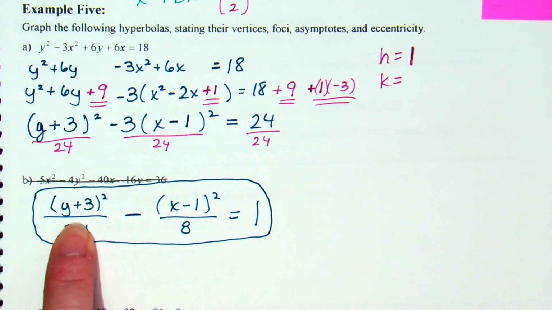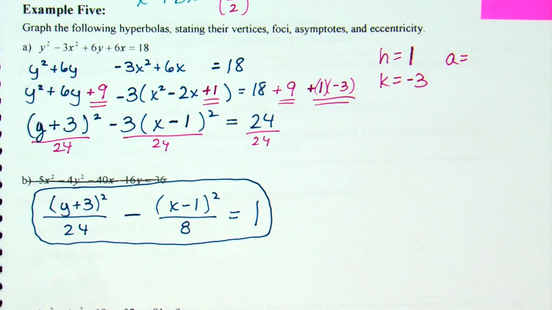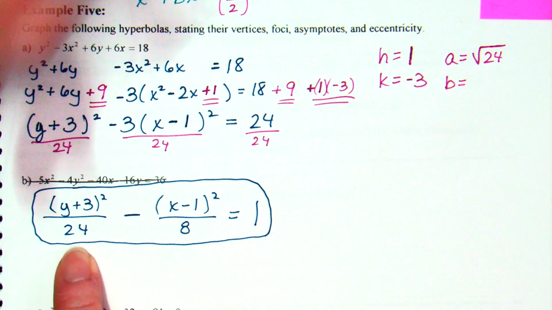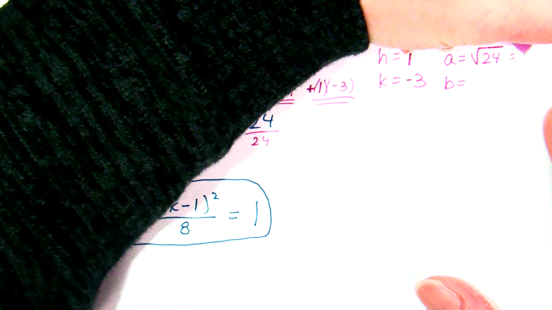Okay. What about A? It's the one under the first one. Always the first one. So A is the square root of 24. And you could simplify that to be 2 square root of 6. You can work with or without it. Okay. What's B? Square root of 8. It's the second one. If you simplify that, that becomes 2 square root of 2. Again, you can work with or without it.